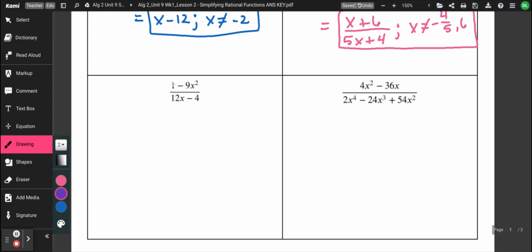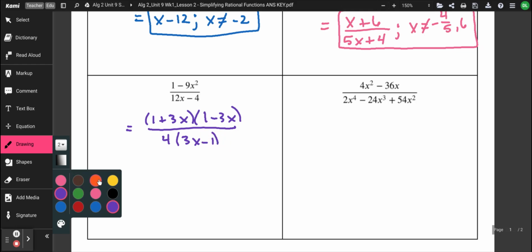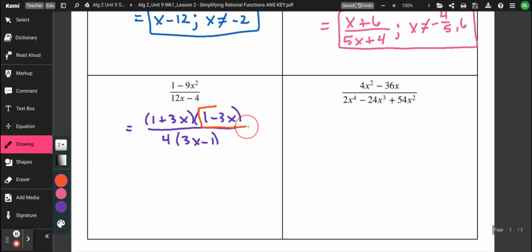All right, in this one, again, we have the difference of squares. So we're going to say 1 plus 3x and 1 minus 3x to factor. The denominator, I can factor out a 4, and I end up with 3x minus 1. Now be careful here, because these two look a lot alike, but they are in reverse order, and that negative makes a difference. Remember, addition is commutative, so 1 plus 3x is equivalent to 3x plus 1. When we put the subtraction in there, they're not the same anymore.